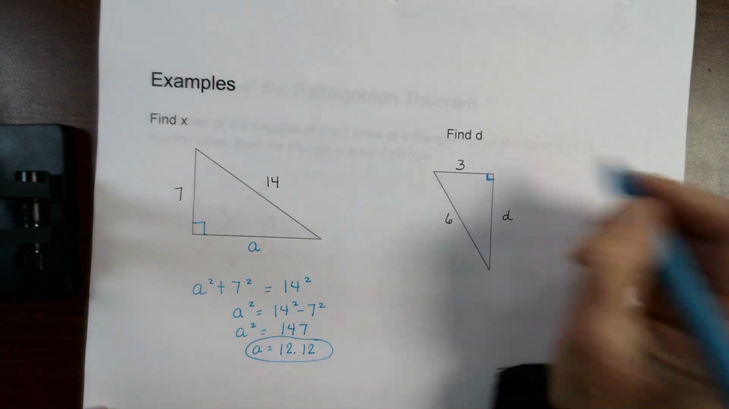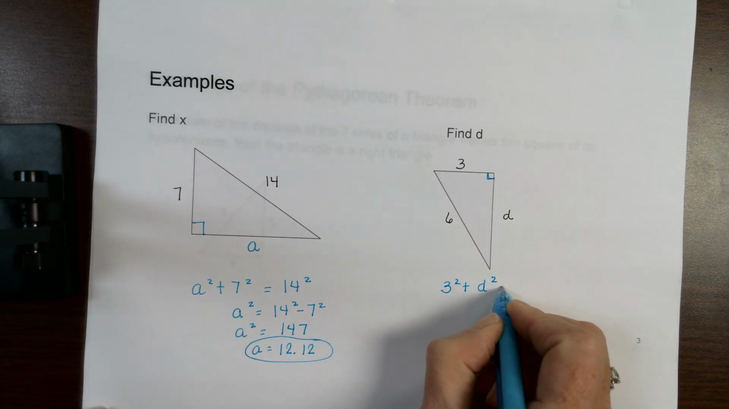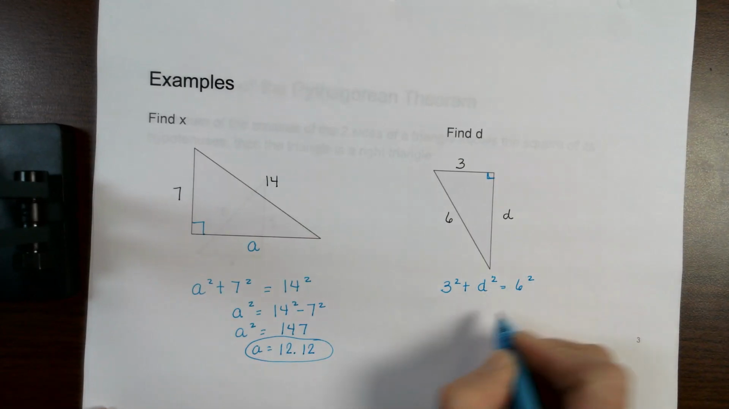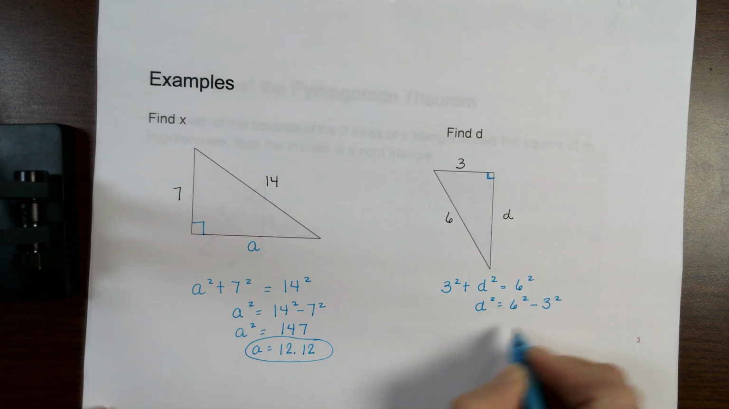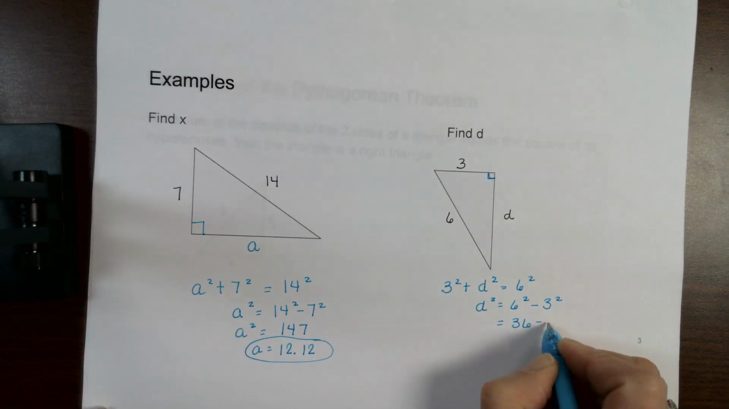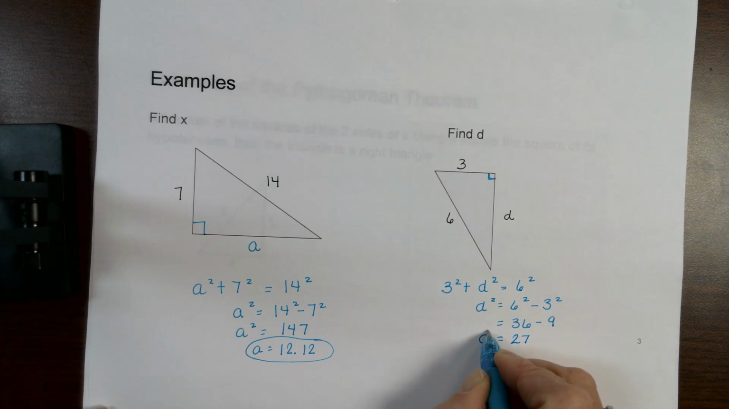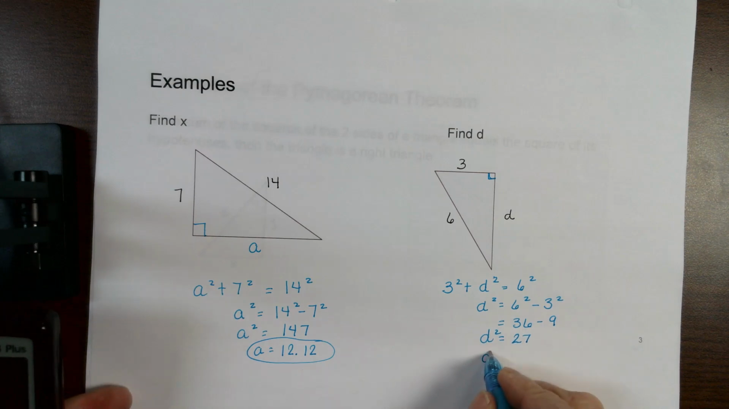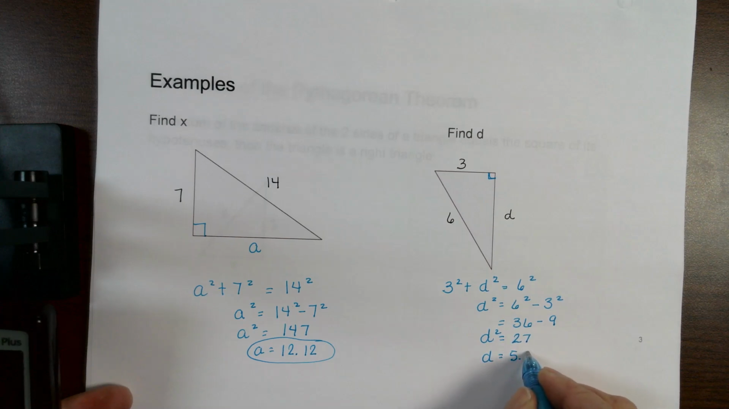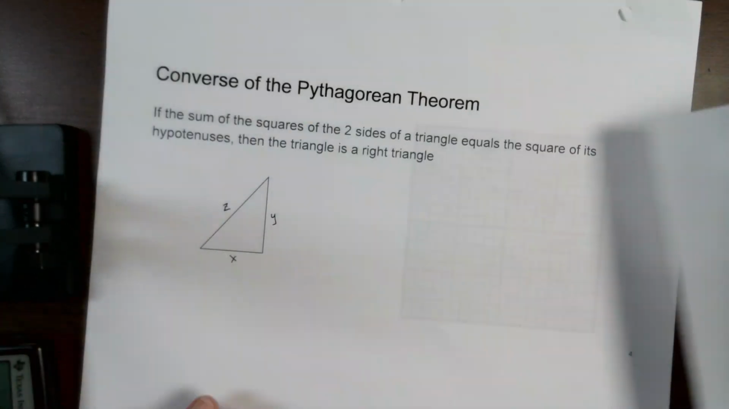Here's another one. Here's your right angle. So I would have 3 squared plus d squared is equal to 6 squared. d squared is going to equal 6 squared minus 3 squared. So you have 36 minus 9, which is going to give me 27. So d squared is equal to 27, so I would take the square root of 27, which gives me d equal to 5.20. Okay, you've been working with the Pythagorean theorem for a while, so hopefully this isn't a problem.